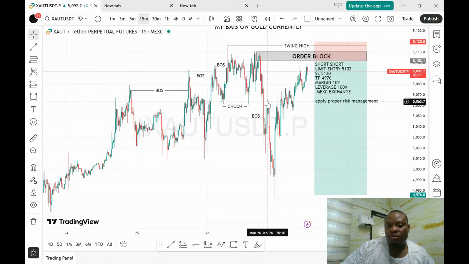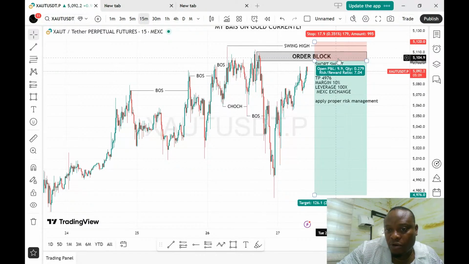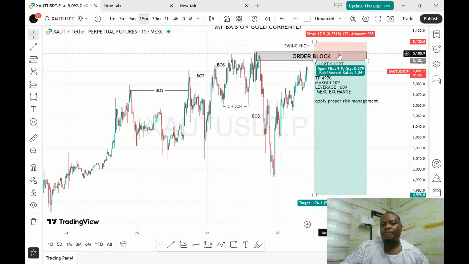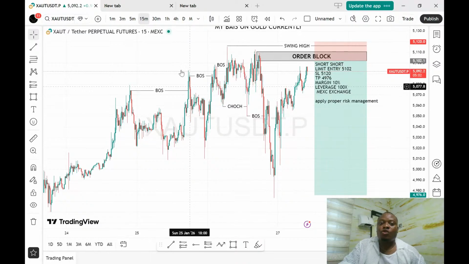So that's why I mapped out my order block responsible for the change of character for a sell. Now everything you are seeing here is happening on the 15 minutes.